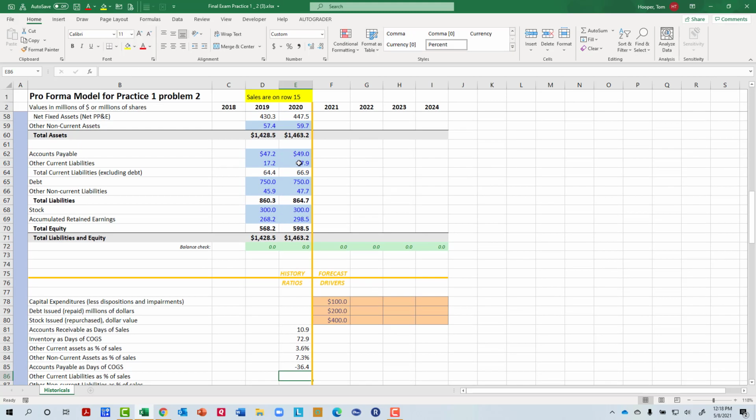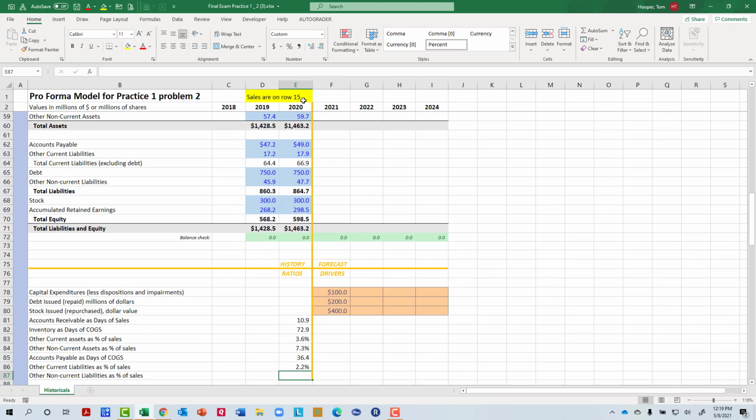Other current liabilities as a percent of sales. Oh, those payables, that was an outflow as well, so we need a negative sign. Other current liabilities as a percentage of E15. Good thing I put that 15 up there, isn't it? It saves me a lot of scrolling.